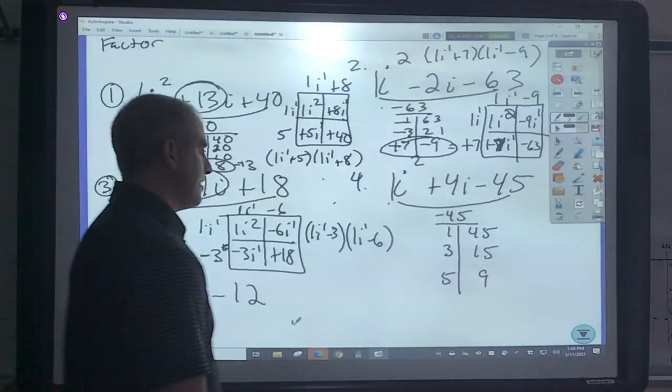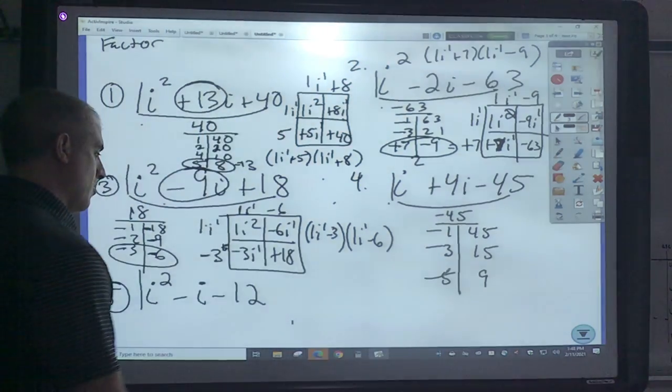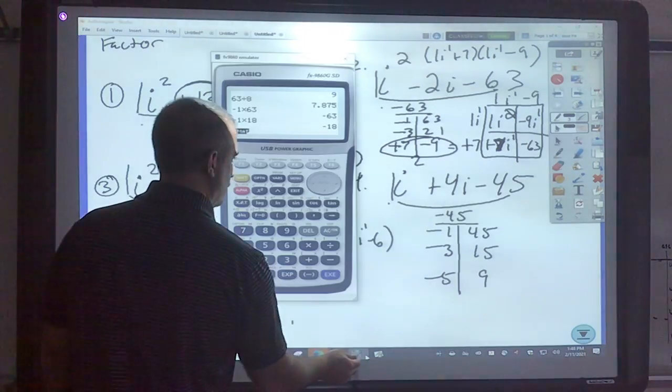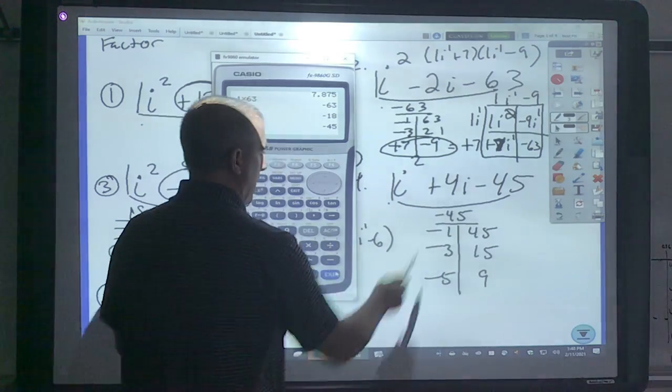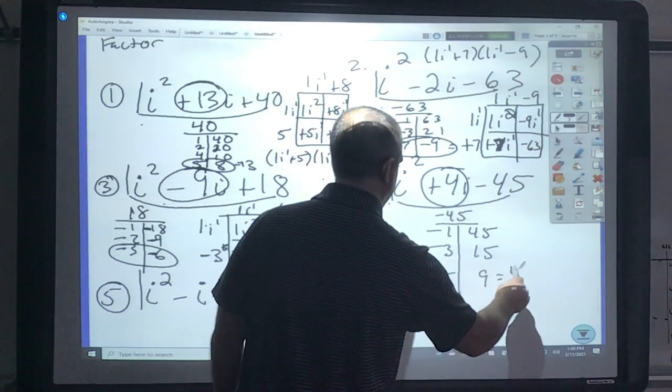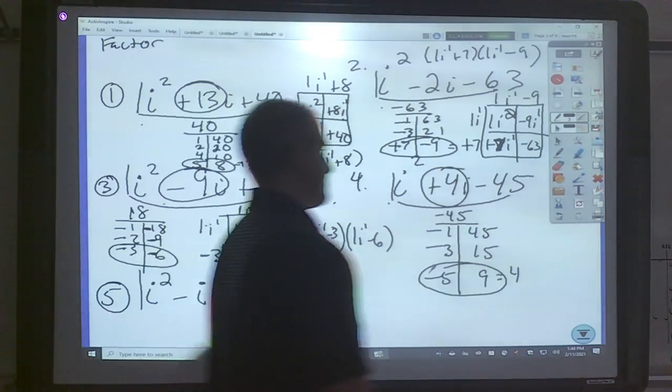Now since I see negatives, start with one side negative. Let's check to see if it works. -1 times 45. Does it give me this number? Great. I'm looking for the set that adds up to 4. It ends up being this one. Boom, right there.